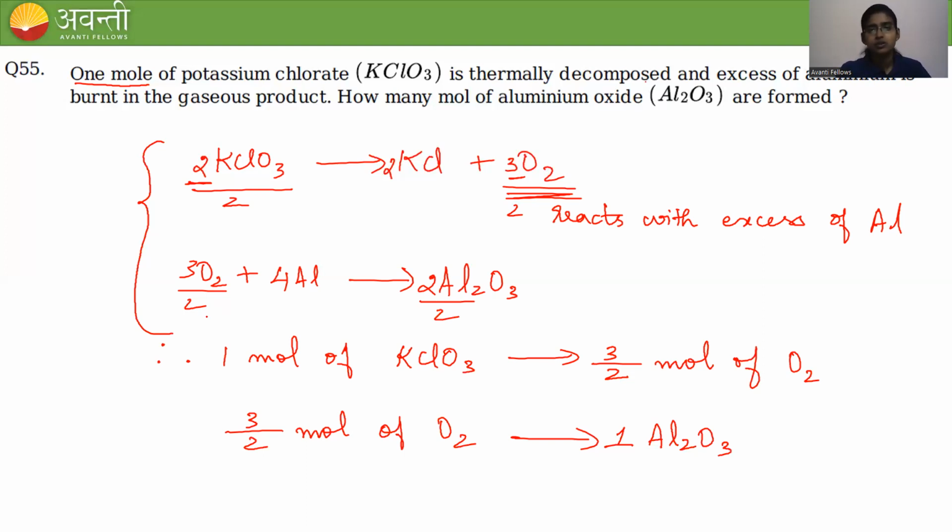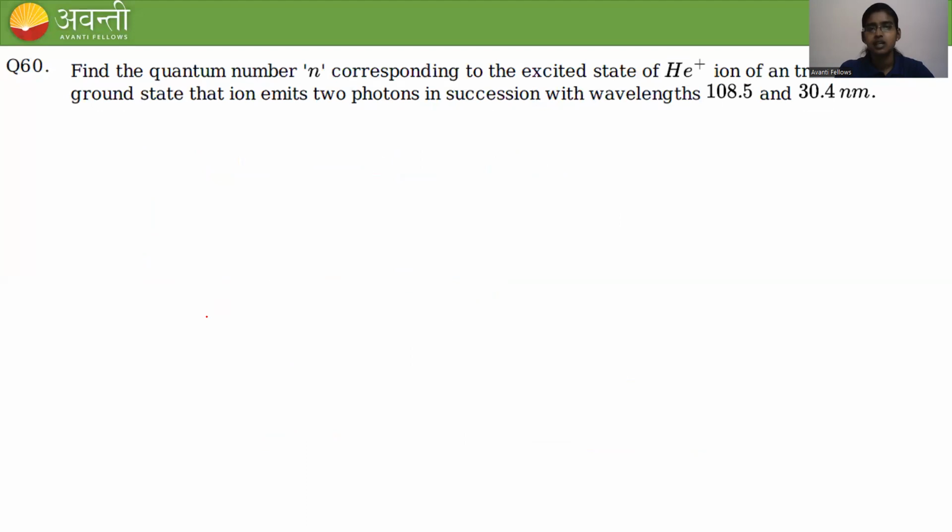So moving on to the last question for this session, that is question number 60. You have to find the quantum number n corresponding to the excited state of helium plus ion. On transition to the ground state, that ion emits 2 photons in succession with wavelengths 108.5 and 30.4 nanometer. Okay, now helium plus ion is there. 2 lambda values are given.